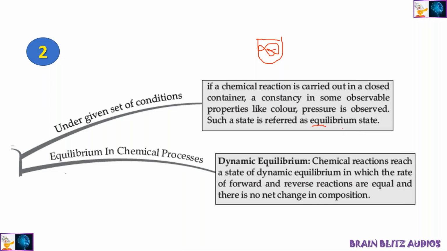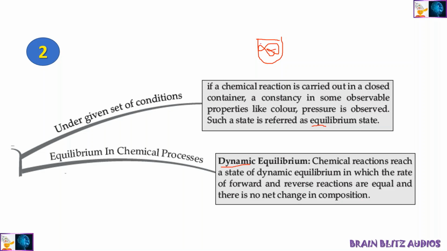Now, let's move on to the next topic, equilibrium in chemical processes. Now, the thing that you should note in this is that the equilibrium in chemical processes is dynamic. What it means is that chemical reactions reach a state of dynamic equilibrium in which the rate of forward and reverse reactions are equal and there is no net change in composition.